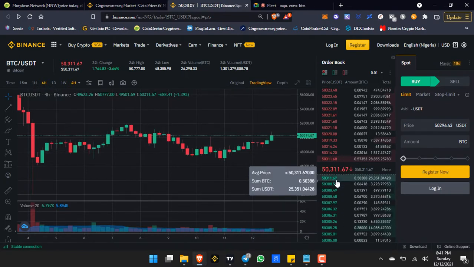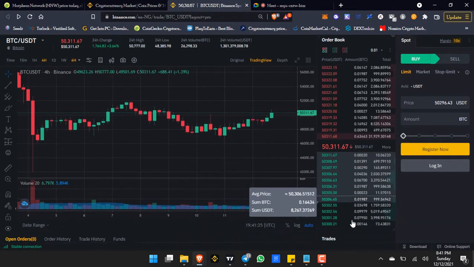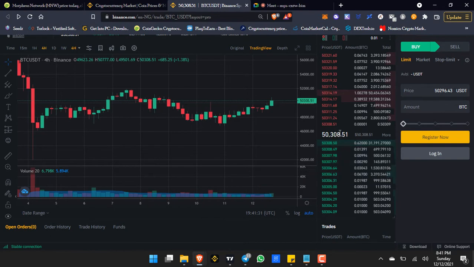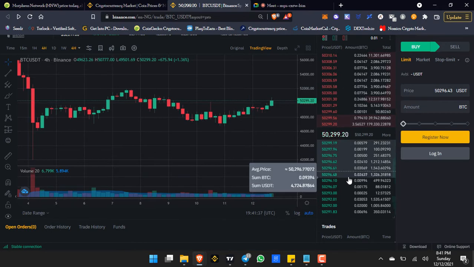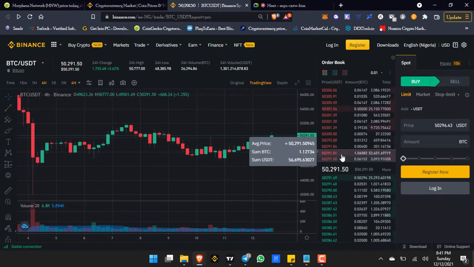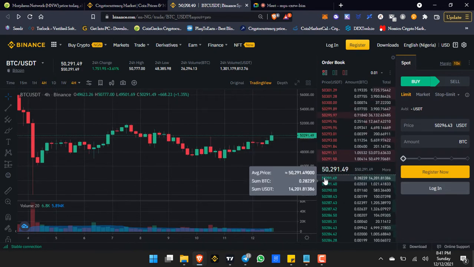The same thing happens on the buy section. Everyone here is buying Bitcoin at different prices that interest them. This one here shows us a kind of intersection in price between the buy and sell. So if you want to buy Bitcoin, you come here and look at all these prices.